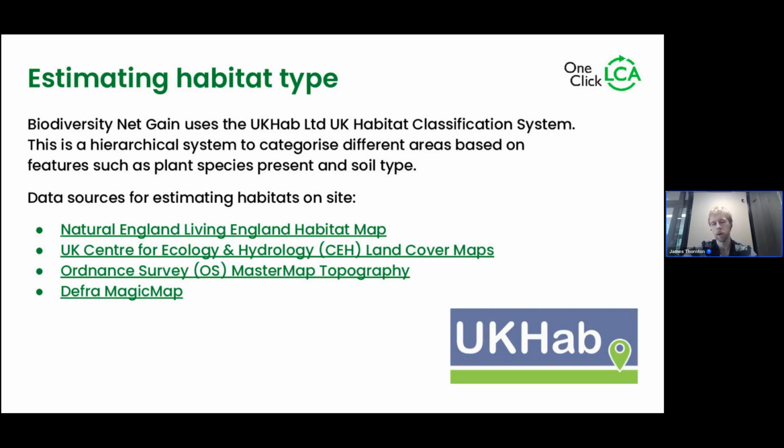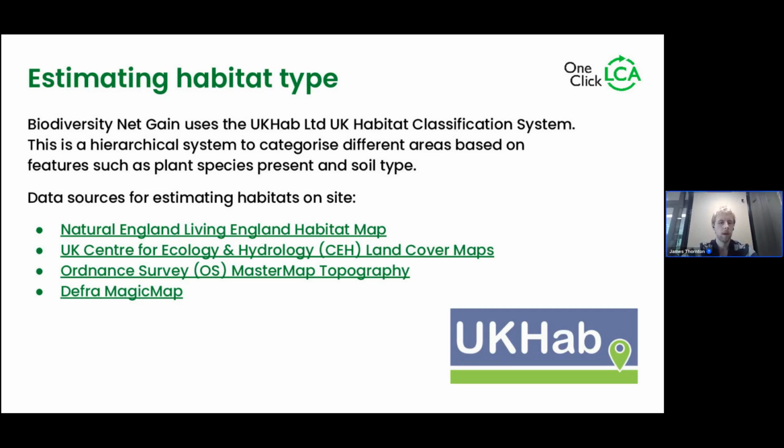Another example would be woodlands, where the top level of the hierarchy is woodland or forest. And then as you move down, it's differentiated between whether it's broadleaf, so oaks, ash, beech, those types of forests, or whether it's coniferous, so pine, spruce forests. And then it gets more and more detailed as you go.